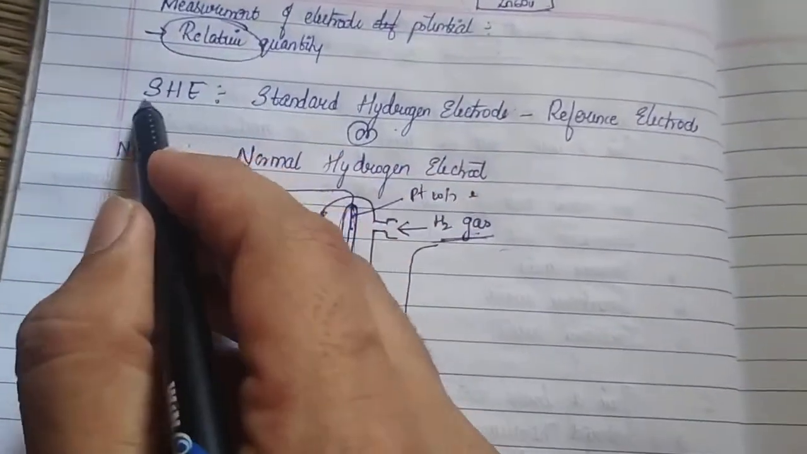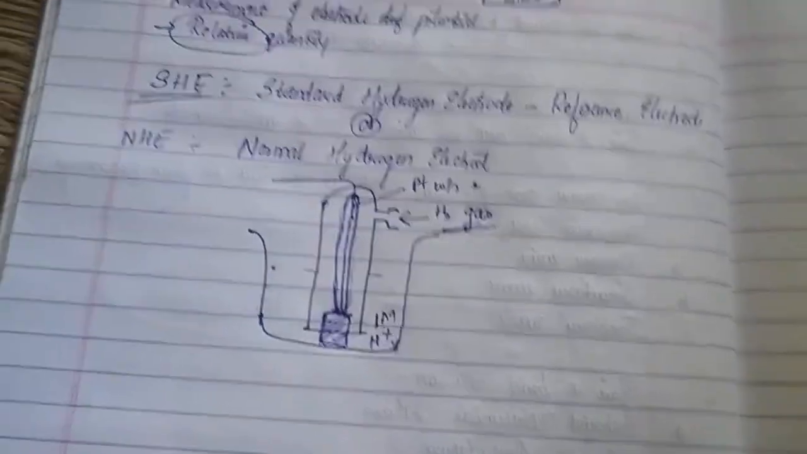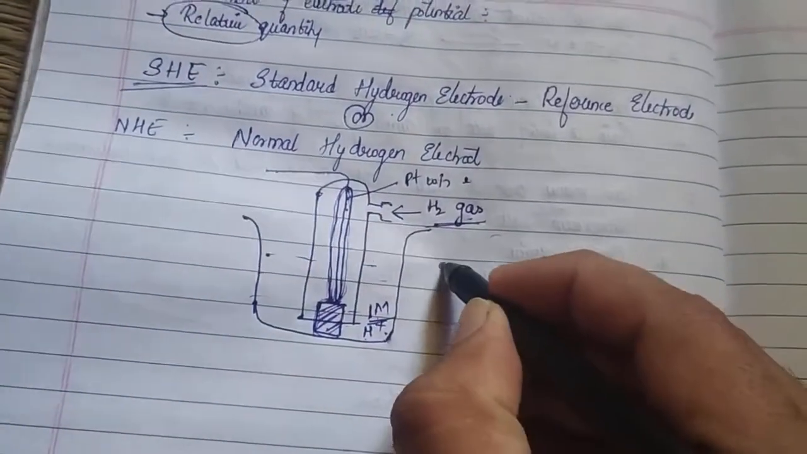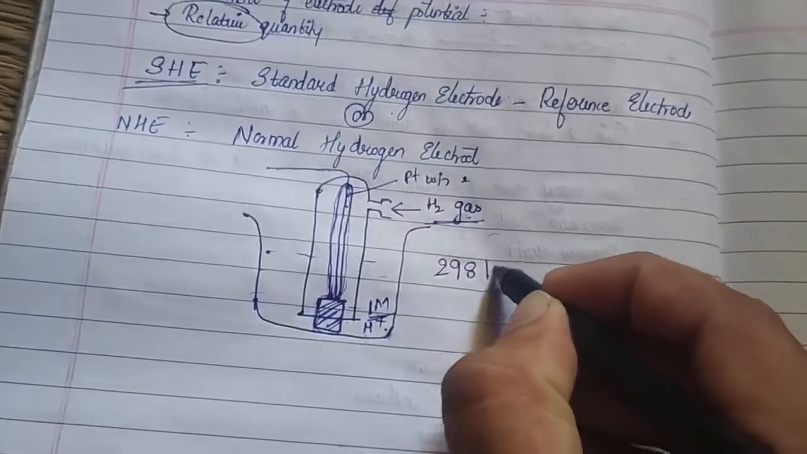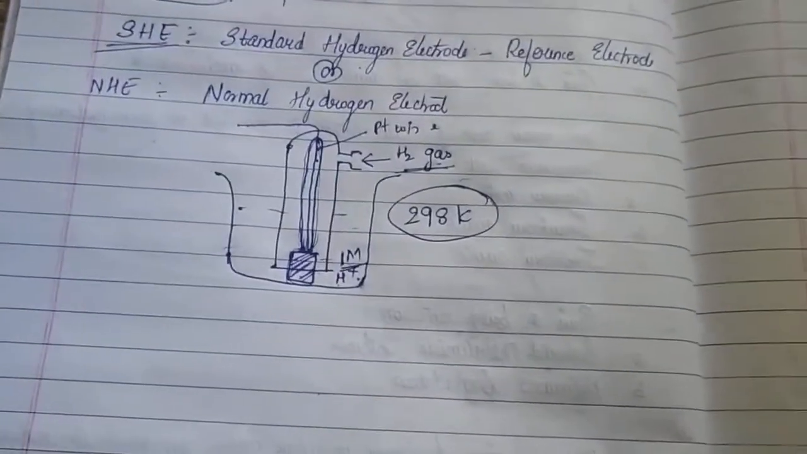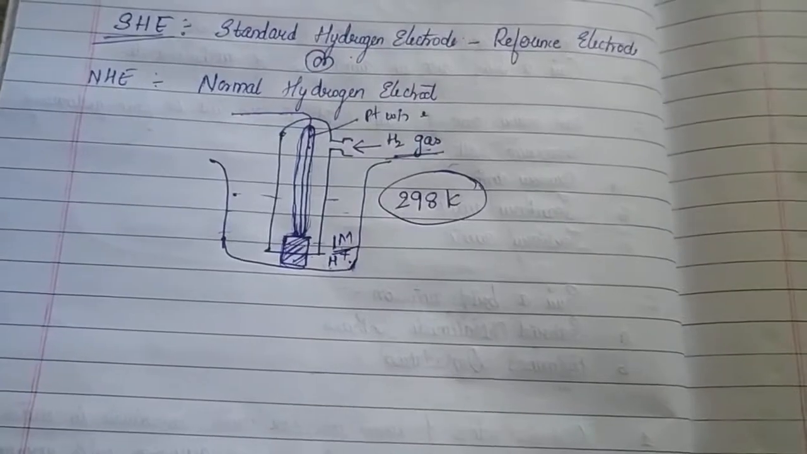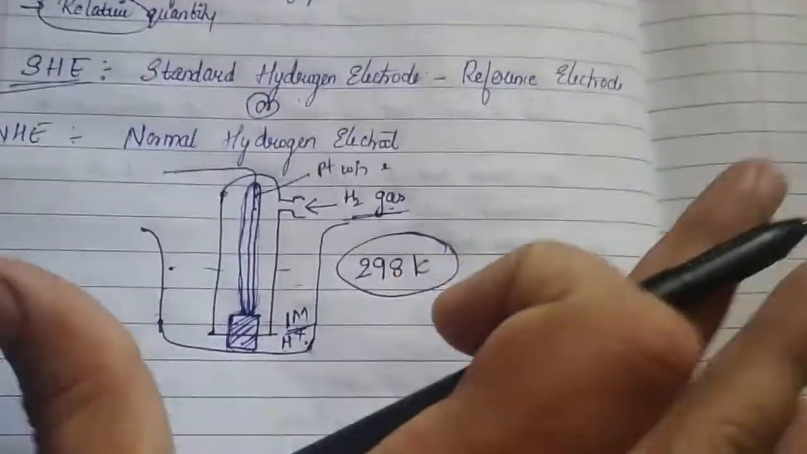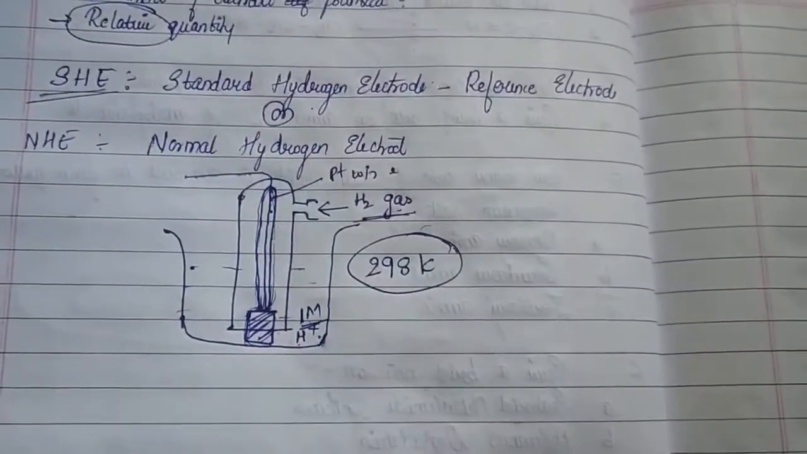Of course, since we call it a standard hydrogen electrode, unit activity is maintained, not an issue, and we are carrying out this experiment at a temperature of 298 Kelvin. As I have said, basically this electrode is used to measure the electrode potential.